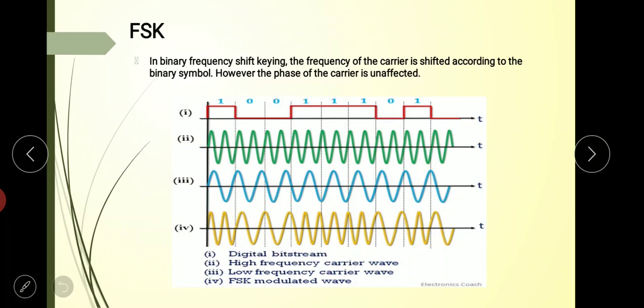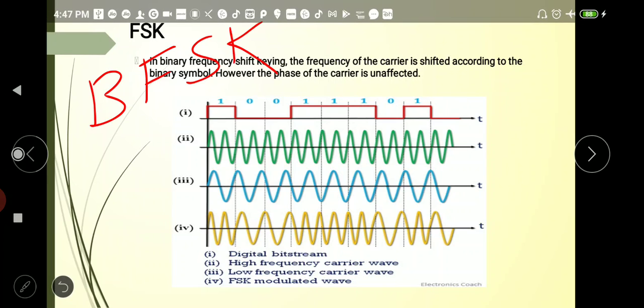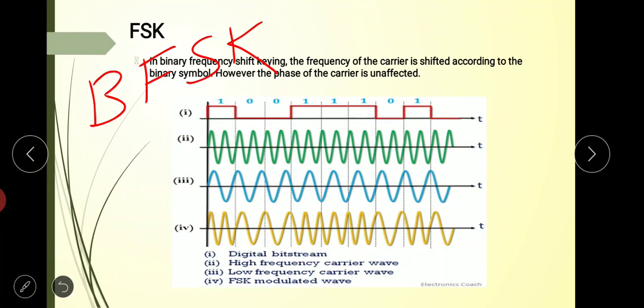So FSK is the digital modulation technique in which the frequency of the carrier signal varies according to the digital signal. The simplest form of FSK is binary frequency shift keying. So today we are discussing BFSK, binary frequency shift keying. So these are the waveforms.